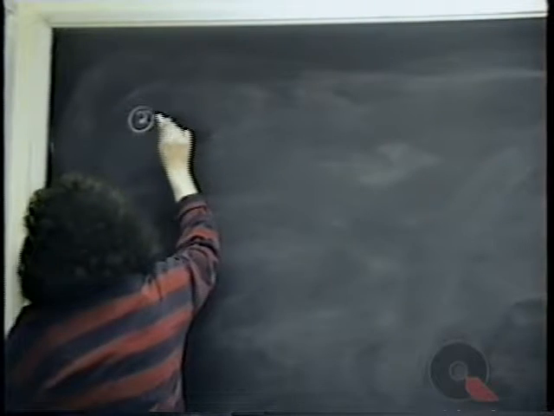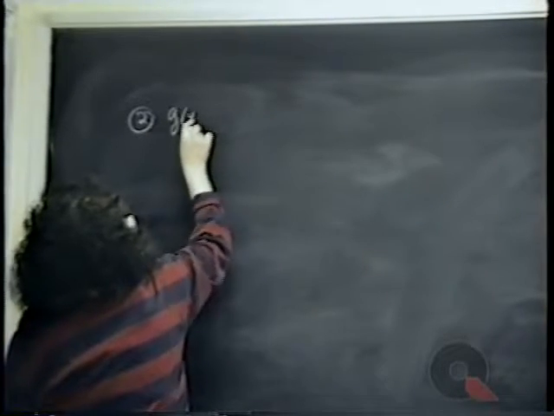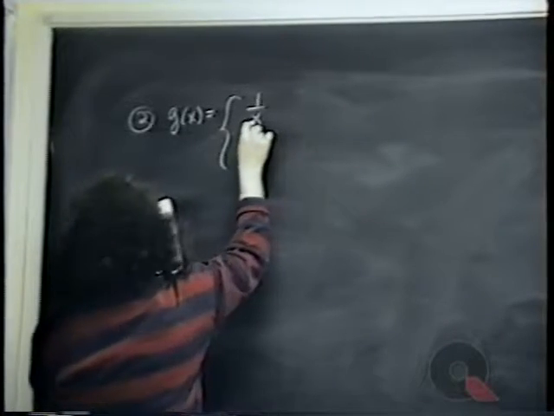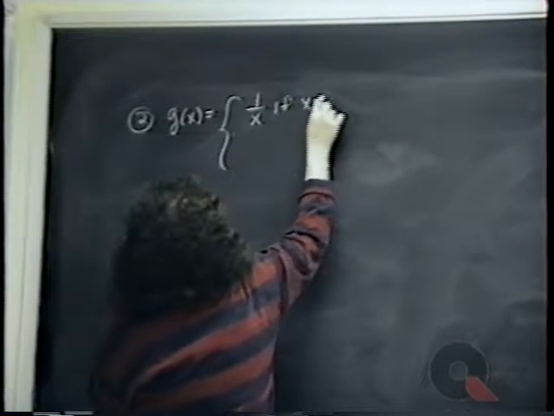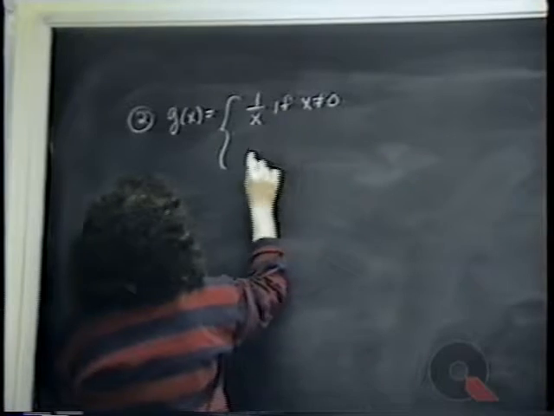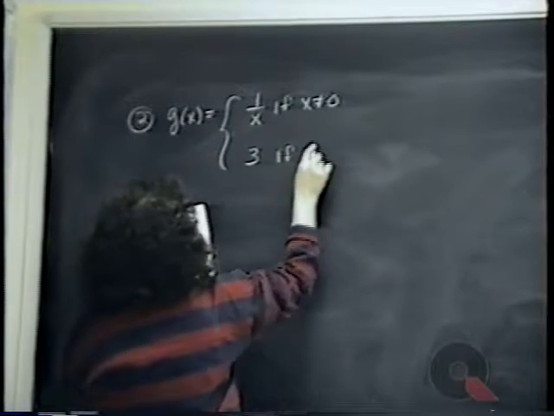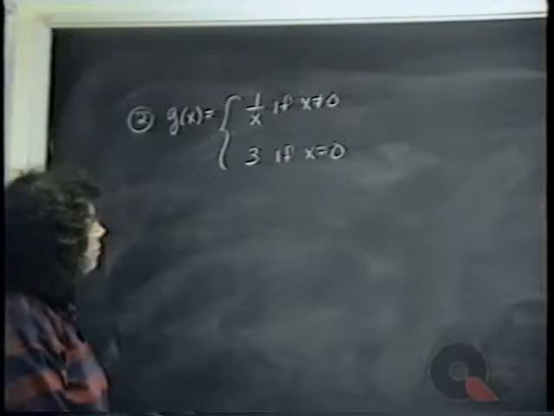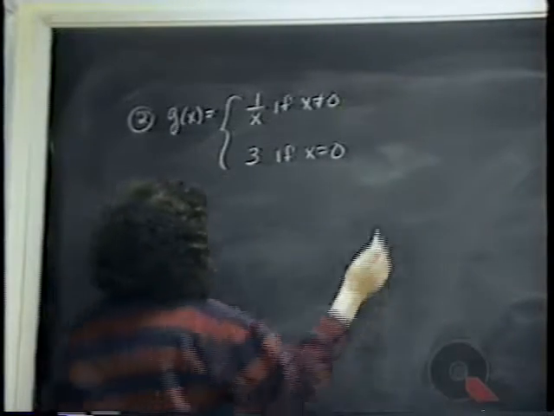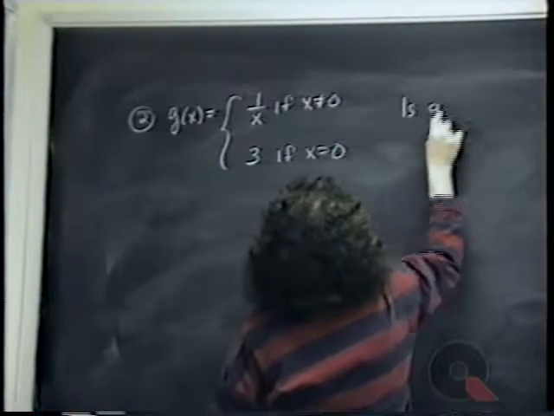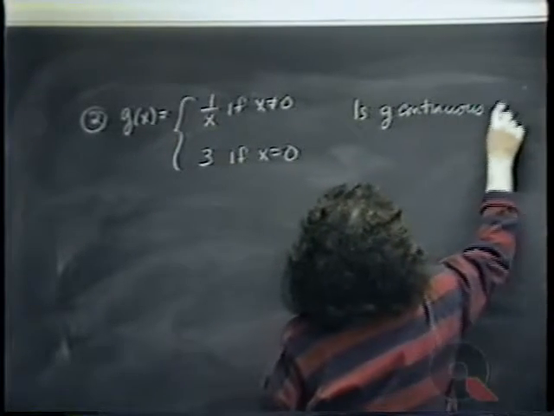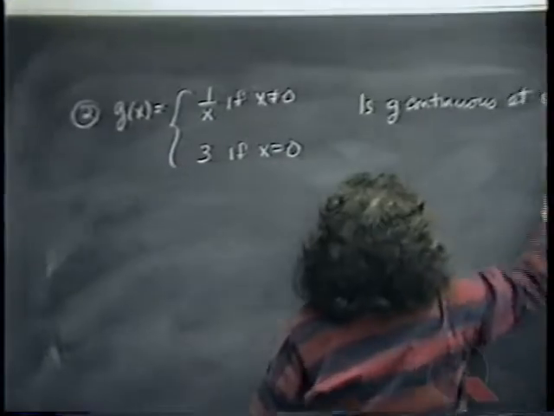For our next example, let's look at the following. The function g of x, I want it to be equal to 1 over x if x is not equal to 0, and 3 if x equals 0. And the question now is: is g continuous at 0?